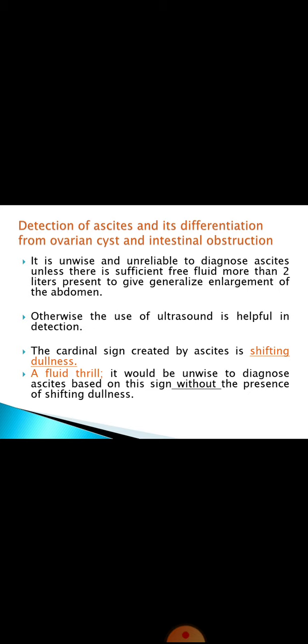It is unwise and unreliable to diagnose ascites unless there is sufficient free fluid, more than 2 liters, in the peritoneal cavity. Otherwise, if it is less than 2 liters, it can be detected by ultrasonographic examination. For detection of ascites, there is an examination term, shifting dullness. For a fluid thrill to be detected, there must be the presence of shifting dullness.